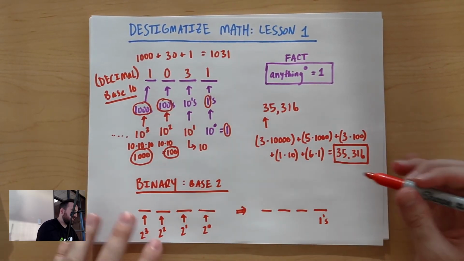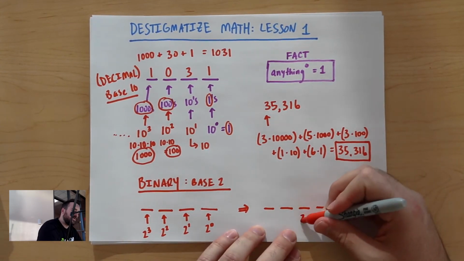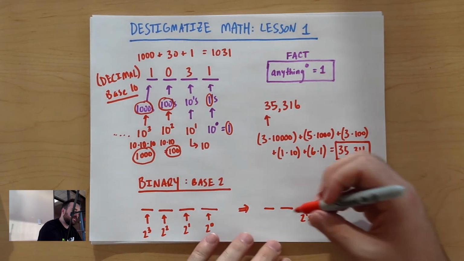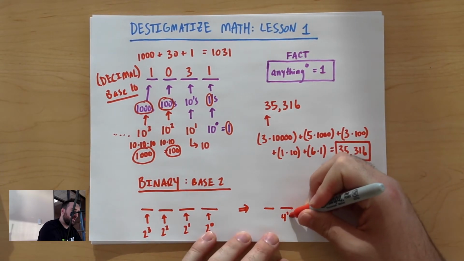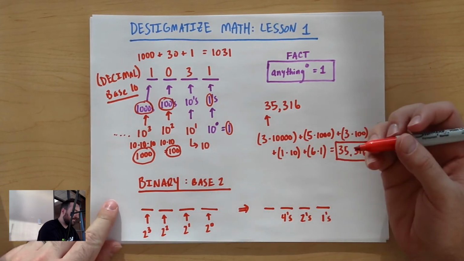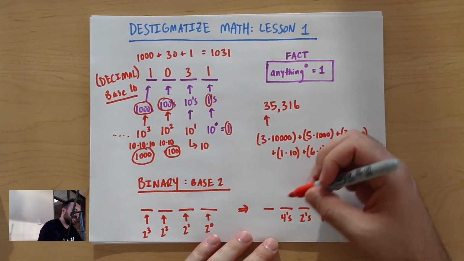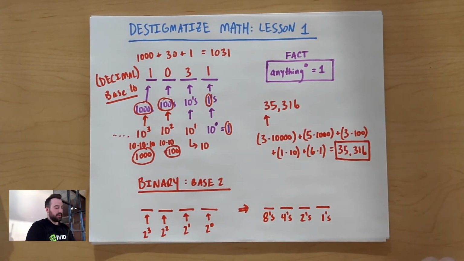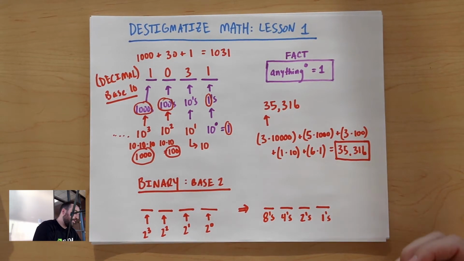2 to the power 1 is just the number 2, so that is our 2's place. 2 squared is 2 times 2, which gives us our 4's place. And then 2 cubed is 2 times 2 times 2, or 4 times 2, which gives us 8, and that's our 8's place. The thing that's different about binary numbers, as you may have seen before, is they're made up of only 1s and 0s.